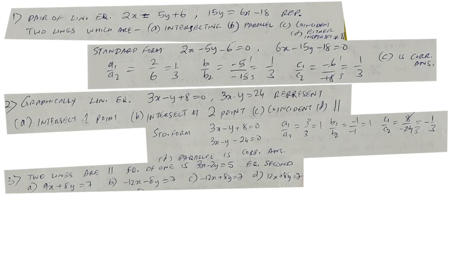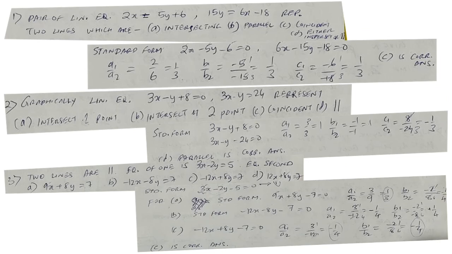Now you have to check A1 by A2 in each of these cases. So for the case A, you write the first equation in standard form, right? The first equation in standard form is 3x minus 2y minus 5 is equal to 0. That is equation 1. For case A, if you write it in standard form, it is 9x plus 8y minus 7 equal to 0. Compare A1 by A2, which is in this case 3 by 9, and B1 by B2 is minus 2 by plus 8. So A1 by A2 is 1 by 3, whereas B1 by B2 is minus 1 by 4.